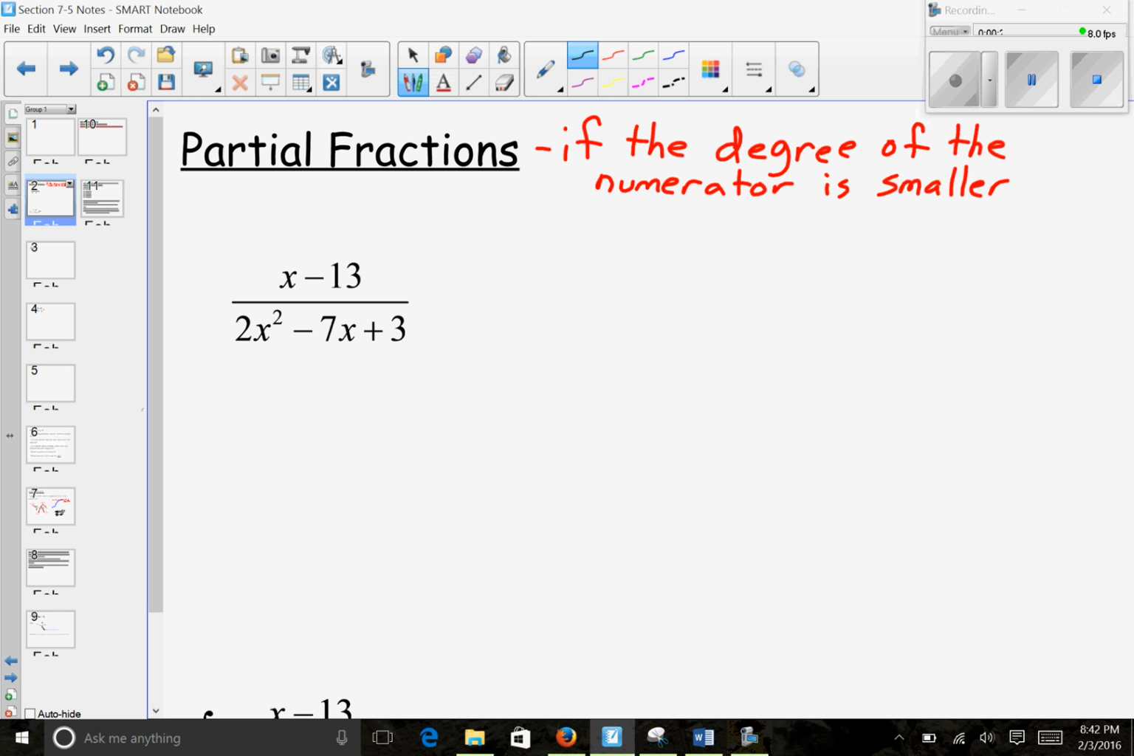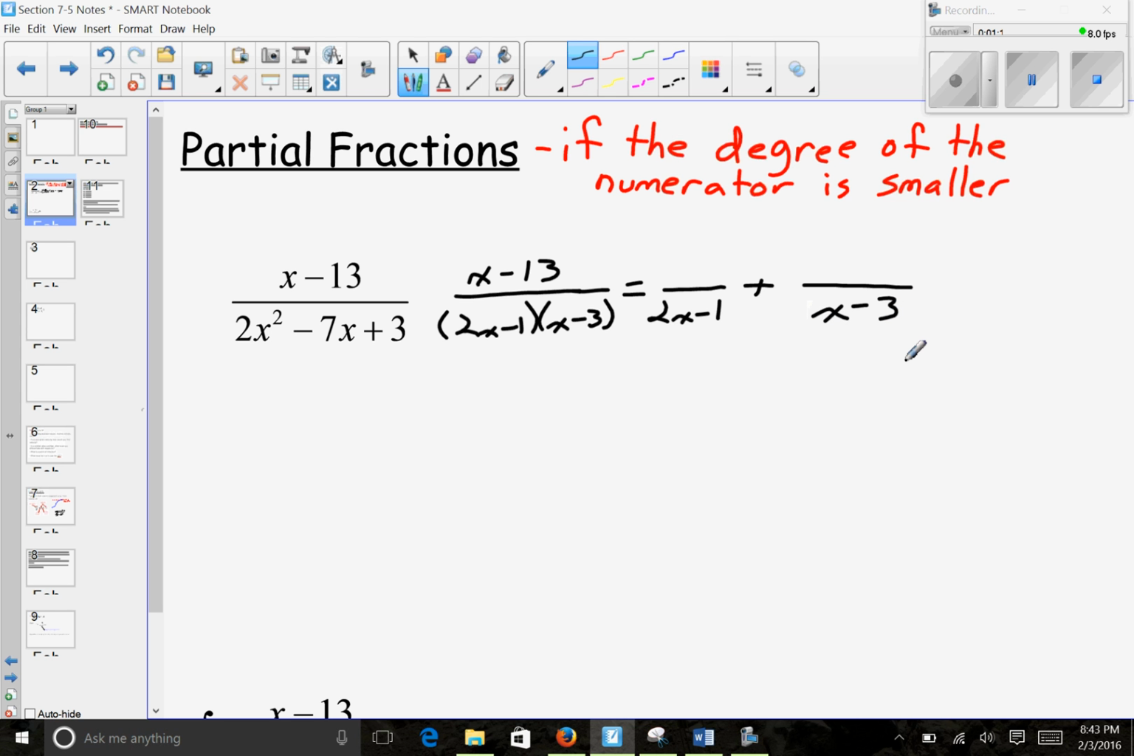To do this, the first thing we need to do is factor the denominator. The numerator is fine however it's written, but we want to factor the denominator. So if I use this rational expression, that would be the equivalent of x minus 13 over 2x minus 1 times x minus 3. By factoring the denominator, we can say this is going to be the sum of fractions where each fraction has one of the factors as a denominator. Since 2x minus 1 is a factor, that's going to be the denominator for one fraction. x minus 3 is a factor, so it will be the denominator for a different fraction. If I had three factors in the denominator, there'd be a third fraction, and so on.